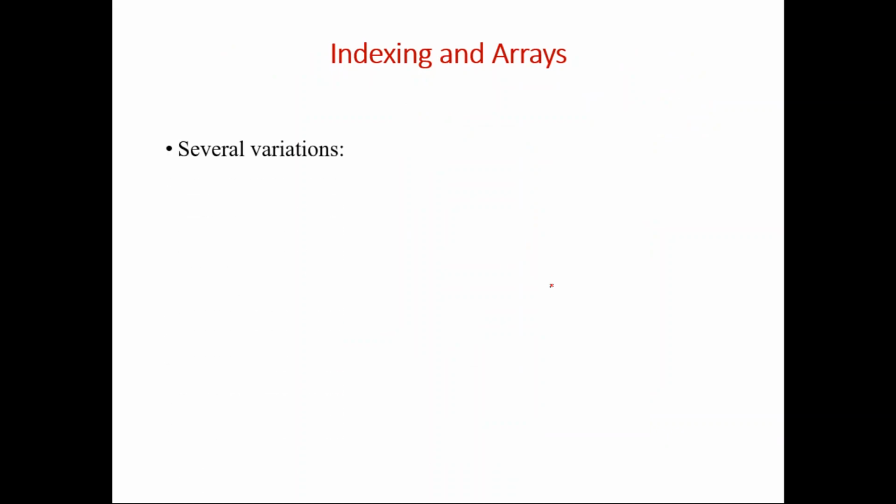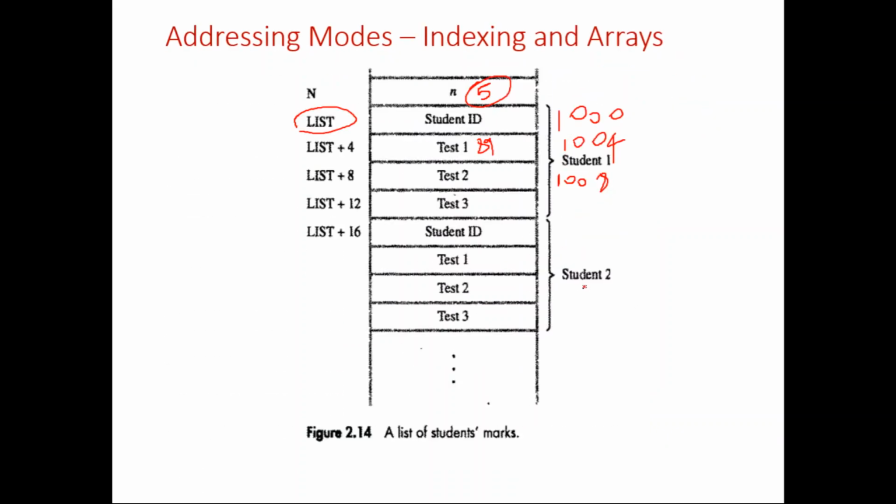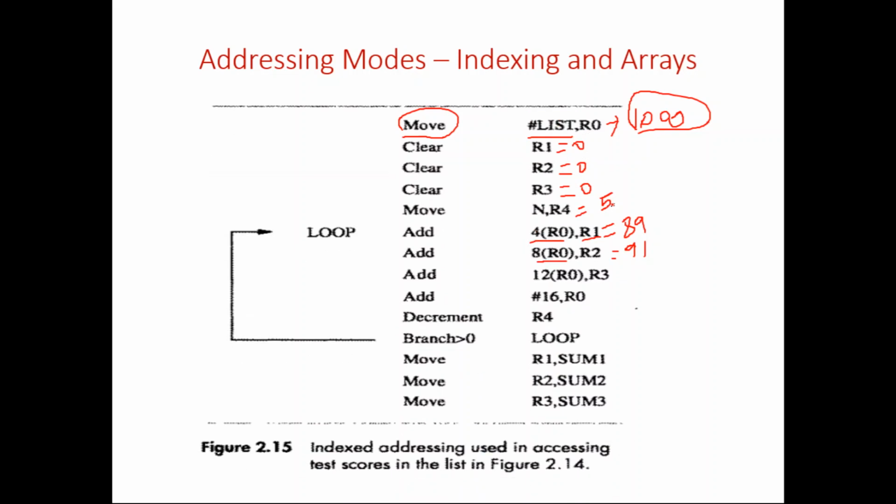So what is 1012? 1012 contains the test 3 score of that particular student, the first student. Let us assume that his test 3 score is 69. So now the test 1 score of the first student is available in R1, the test 2 score of the first student is in R2, and the test 3 score of the first student is in R3, right?